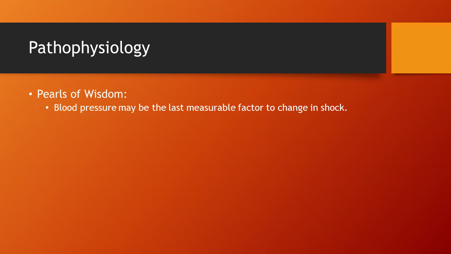Blood pressure may be the last measurable factor to change in shock. When a drop in blood pressure is evident, shock is already well developed. Remember, this is particularly true in infants and children who can maintain their blood pressure until they have blood loss that is more than half their blood volume. Keep in mind that by the time blood pressure drops in infants and children who are in shock, they are already close to death.